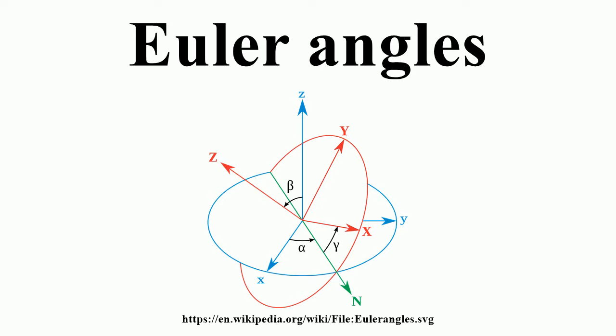Euler angles are also used to describe the orientation of a frame of reference relative to another. They are typically denoted as alpha, beta, gamma, or phi, theta, psi. Euler angles represent a sequence of three elemental rotations, i.e., rotations about the axis of a coordinate system. For instance, a first rotation about z by an angle alpha, a second rotation about x by an angle beta, and a last rotation again about z by an angle gamma.